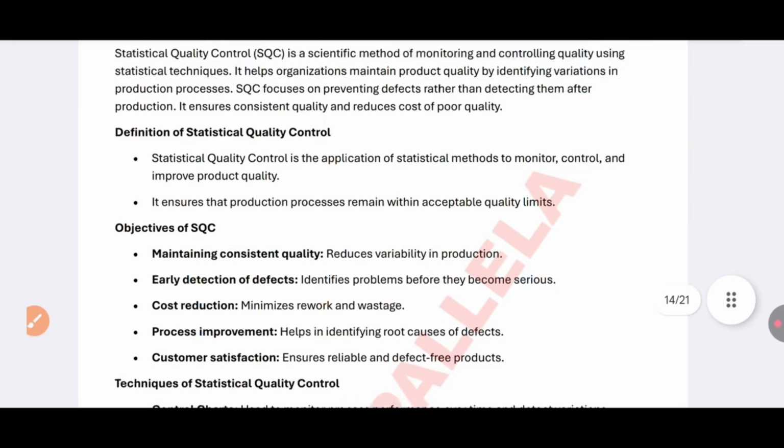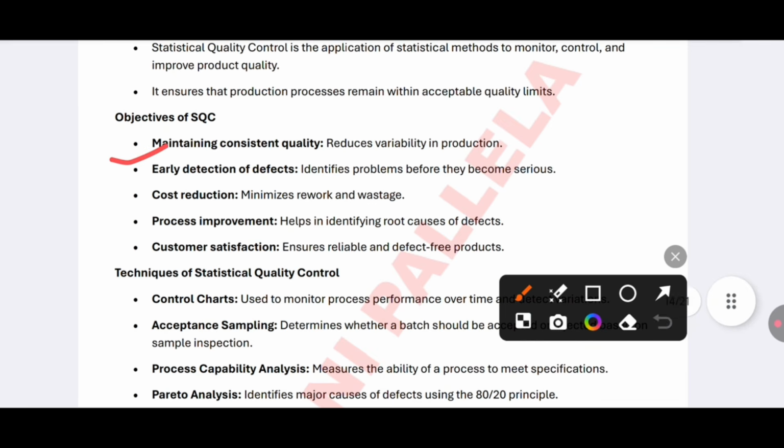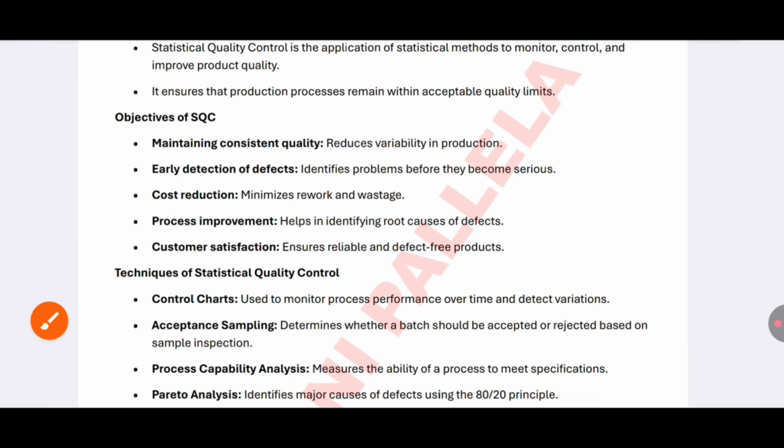Clear? So what are the objectives of this SQC? Maintaining consistent quality, like whatever the production you are doing, whatever the service you are doing, you are maintaining the correct quality or not. For that case, this will be useful. Next one, early detection of defects, identifying the problems, helpful to reduce your expenses. Process improvement will be there, like the root cause of the defects, what is the root cause of the problem. Next, customer satisfaction is also one of the main objectives of this SQC.